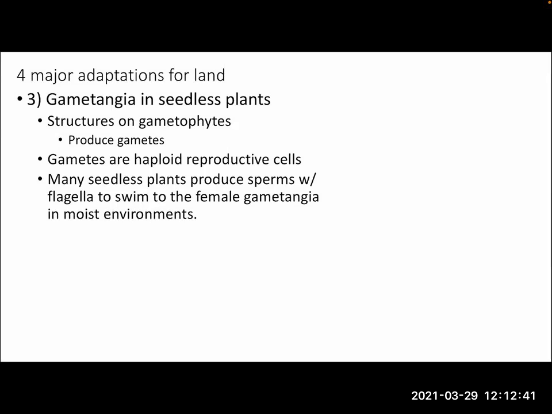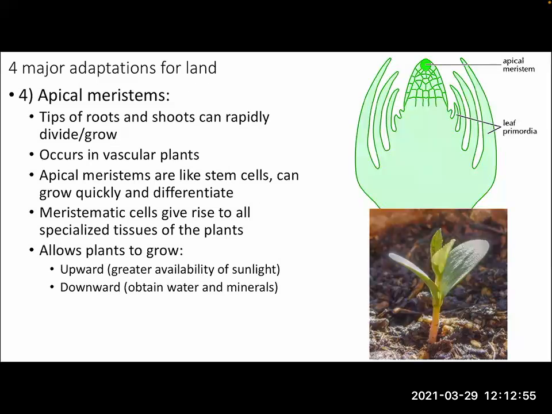And there are many different types of seedless plants that produce sperm with flagella that have to swim to the female gametangia in moist environments. An example of that are the mosses that we were just looking at.